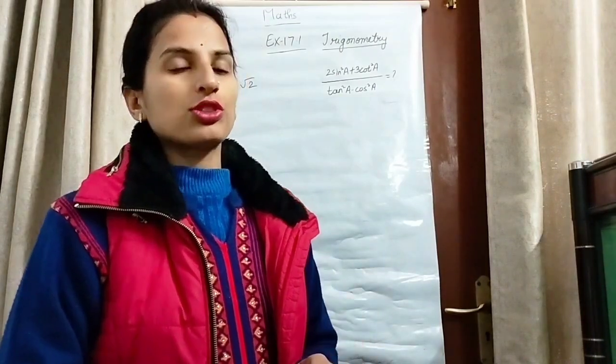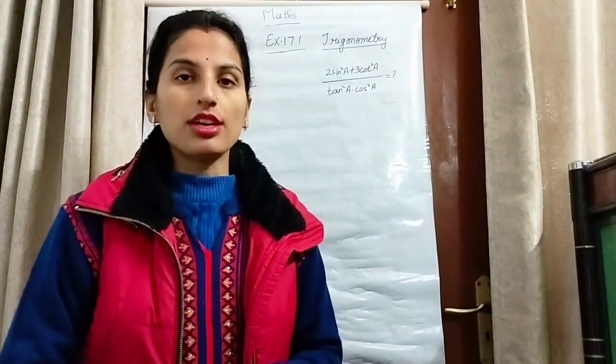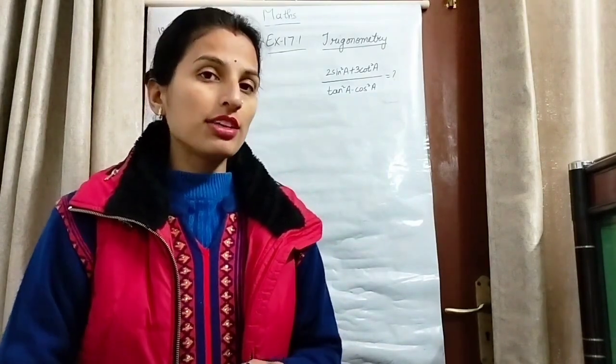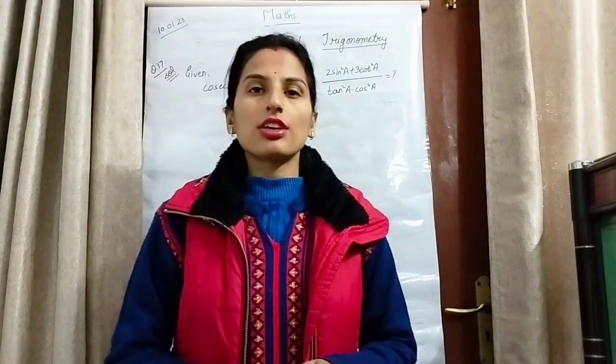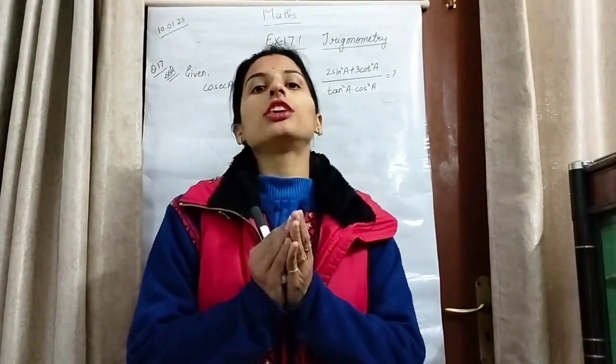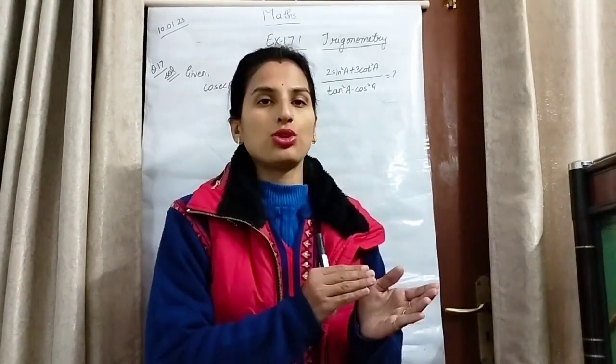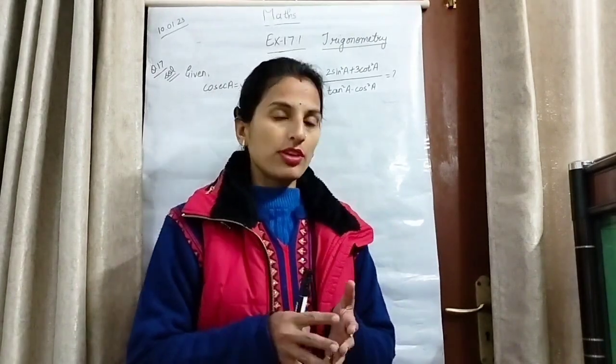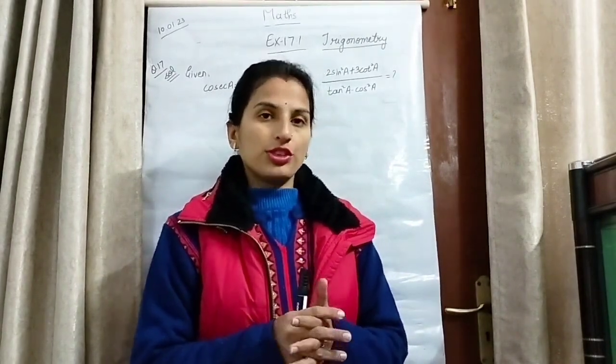Today I am going to solve some other questions of this exercise. And what is the logic behind these questions? The main logic is we should know about the relation between the trigonometric ratios. We all know there are 6 trigonometric ratios, and the relation between these trigonometric ratios we should know. We have revised yesterday also.